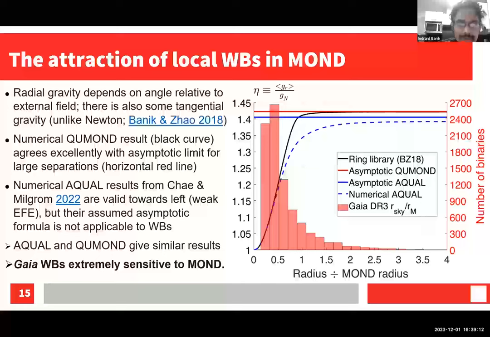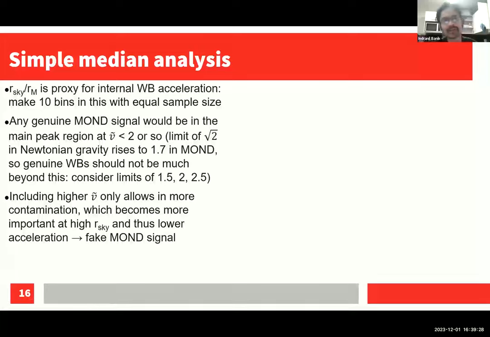So this is the attraction, if you will, of white binaries in MOND, not only in terms of the gravitational field between them, but also why it's such an attractive project to do. Now, if we try and get some preliminary results finally, then what I'm going to show here is the median V tilde as a function of the ratio R sky over R_M.